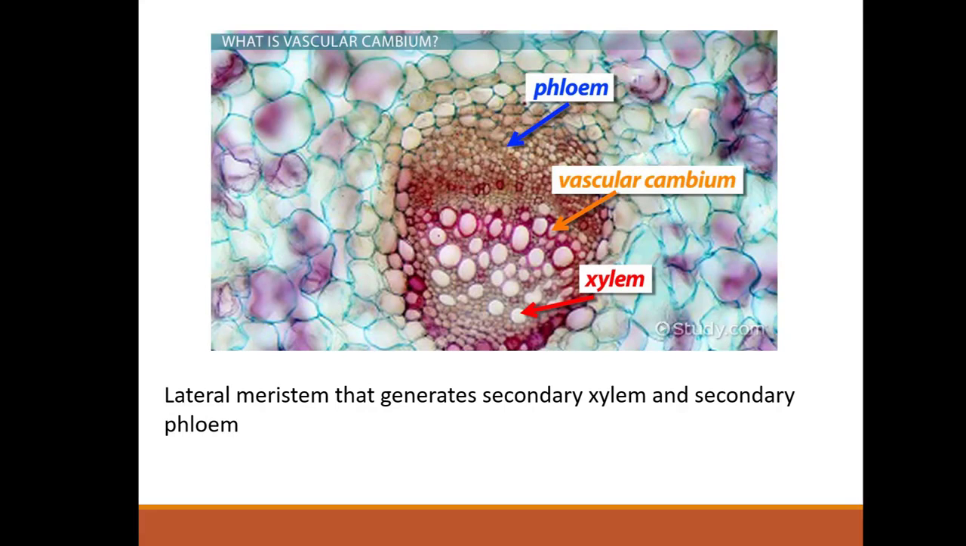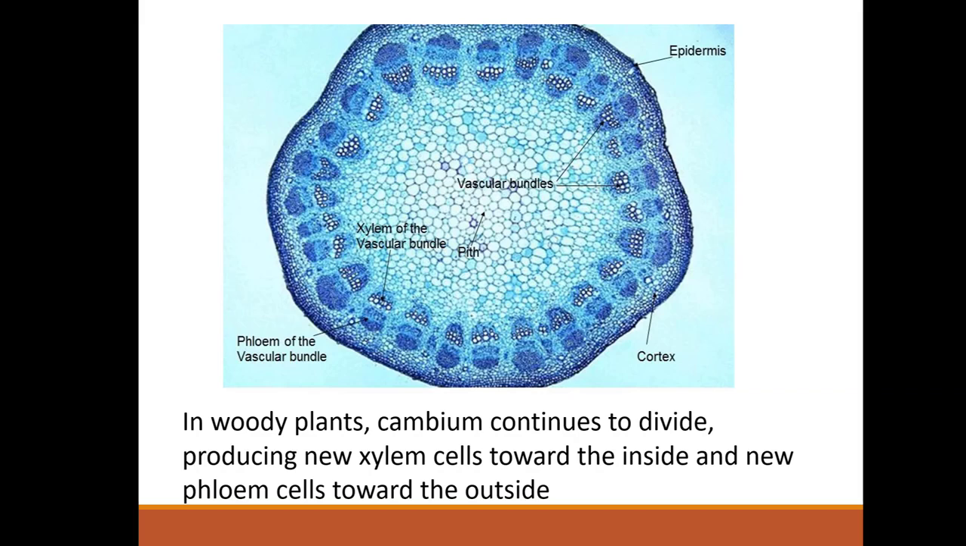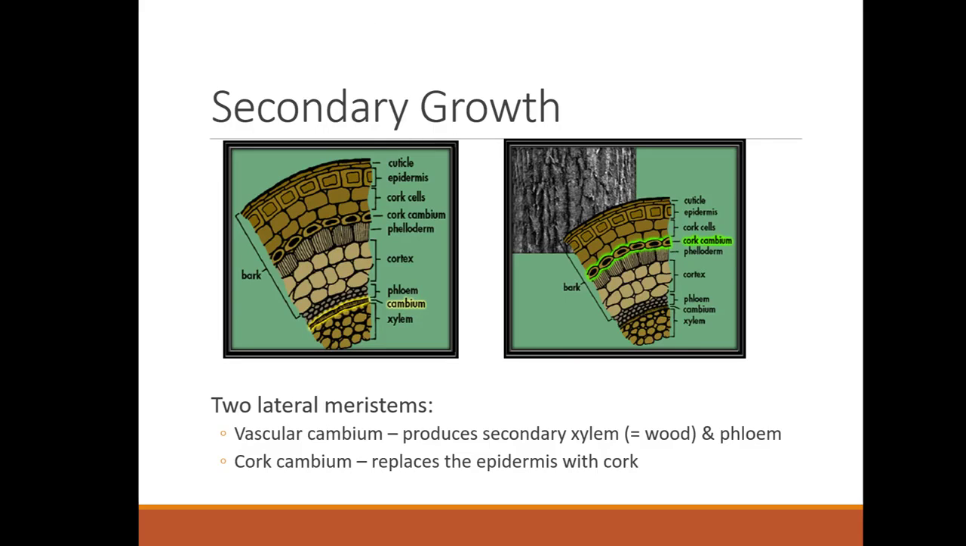So what is vascular cambium? Vascular cambium is lateral meristem that generates secondary xylem and secondary phloem. In woody plants, cambium continues to divide and produces new xylem cells toward the inside and new phloem toward the outside. And you saw this last week. Here are two lateral meristems. The vascular cambium produces secondary xylem, which is the wood, and the phloem. And the cork cambium replaces the epidermis with cork.